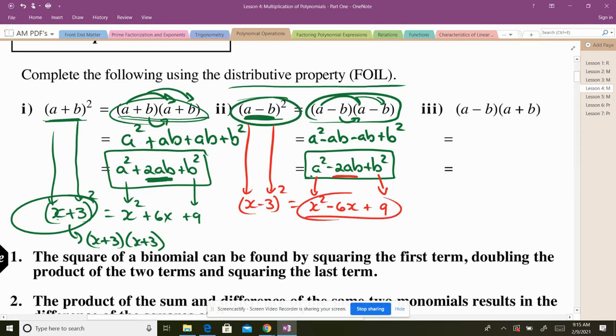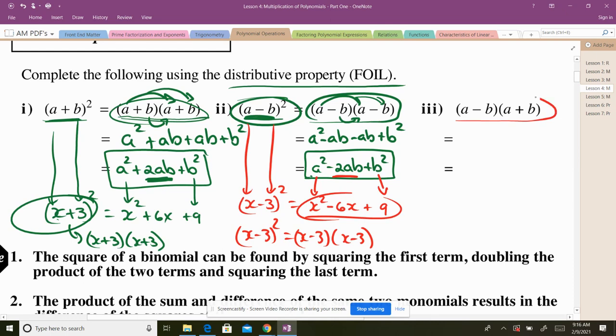It's just a faster way to do it. If you don't like that method, and I just showed it to you, probably don't like it, actually writing it out and then FOILing it gives you the exact same answer. It's just an extra step you have to do. Okay?